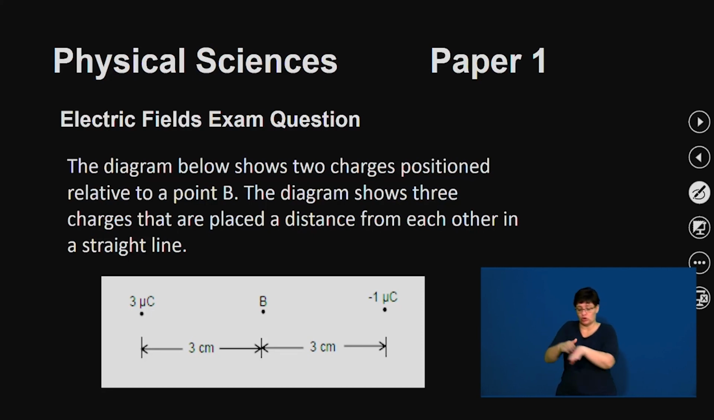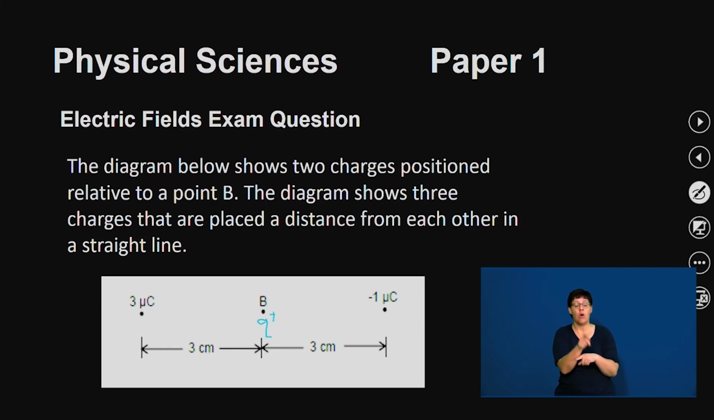So the diagram below shows the charges positioned relative to B. The diagram shows 3 charges that are placed at a distance from each other in a straight line. So these are collinear. Now, if for argument's sake, we talk about point B, and at point B we place a test charge. The test charge is always positive, remember, because that's a unit positive charge.